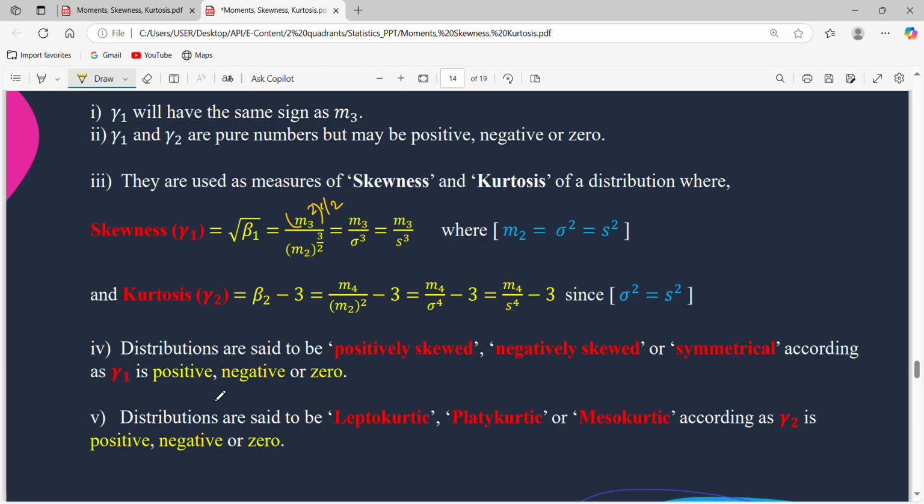A distribution is said to be positively skewed when gamma 1 is positive, negatively skewed when gamma 1 is negative, and when gamma 1 equals 0, the distribution is known as symmetric. A distribution is said to be leptokurtic when gamma 2 is greater than 0, platykurtic when less than 0, and mesokurtic when equal to 0.